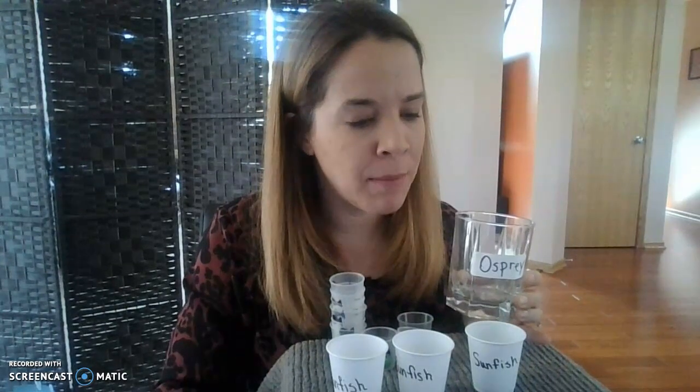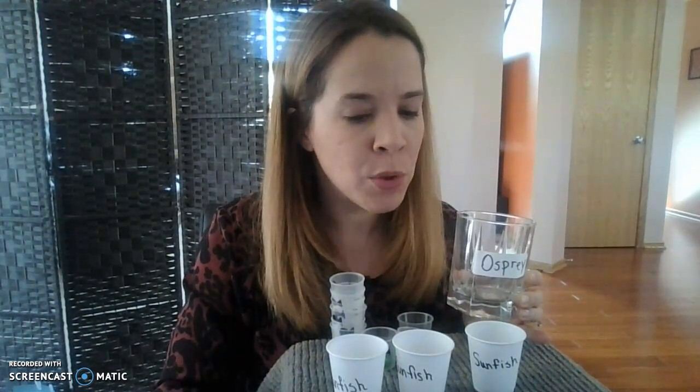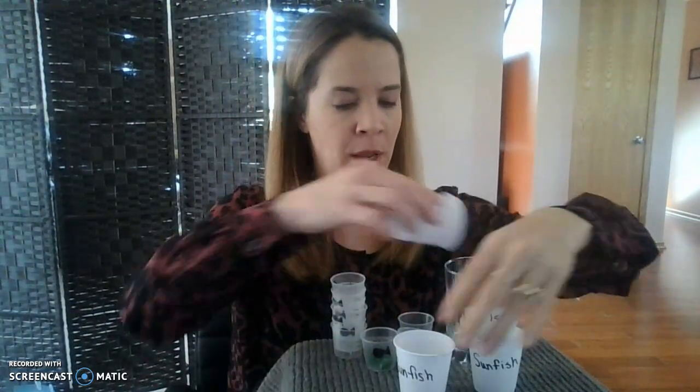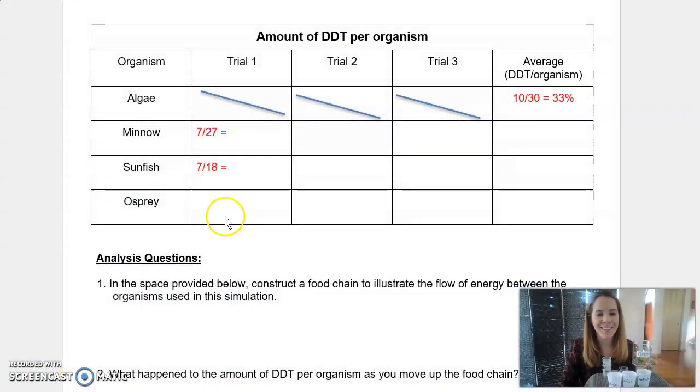Finally, simulate an osprey, which is our large bird, eating the sunfish. I'm going to empty 2 sunfish, the medium cups, into the osprey. So I'm just going to pick the first 2 here. And again, I'm going to have leftover jelly beans. So for the osprey, there's a total number of 12 in there. I have 1, 2, 3, 4, 5, 6.